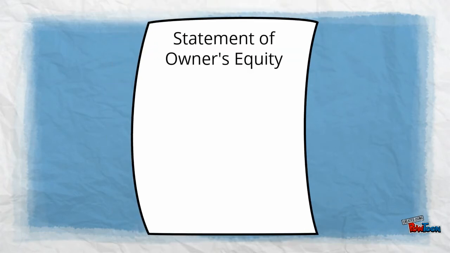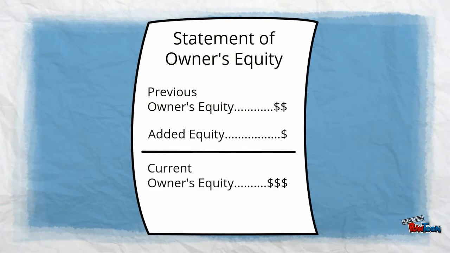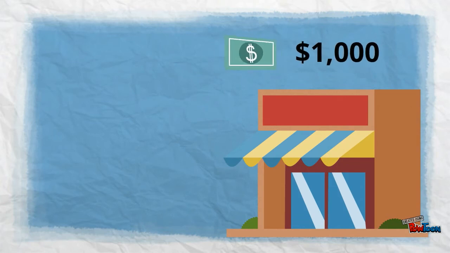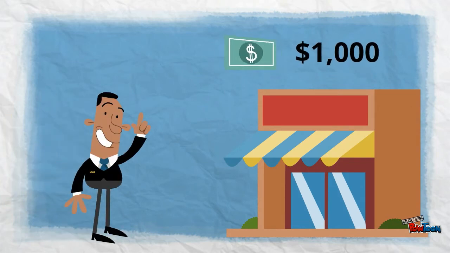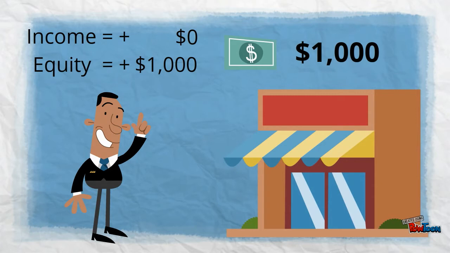The statement of owner's equity simply shows how much of the company's value is the result of owner investment and how that investment has changed over time. For example, if a company makes $1,000 in profit, the owner can either take the money out as income, in which case their equity in the company stays the same, or they can leave it invested in the company, in which case their equity in the company increases by $1,000.